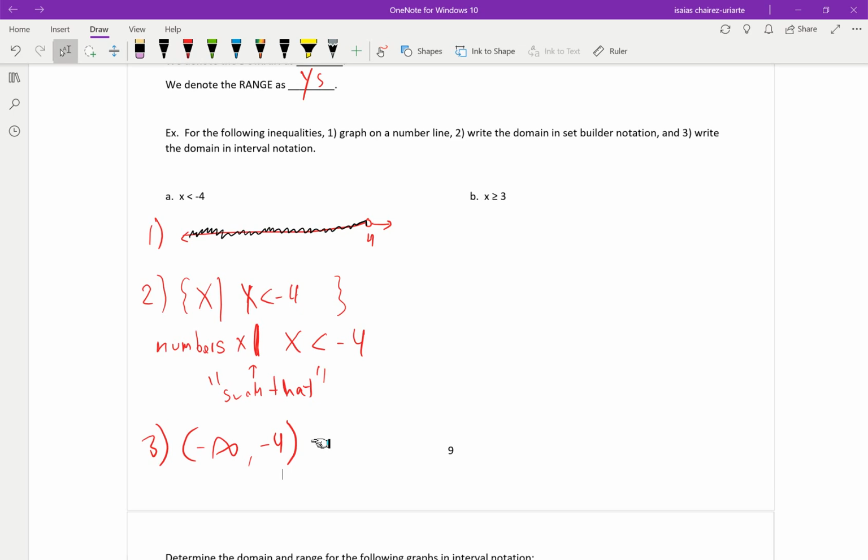Okay, pause the video, take a minute, try to express this other set of numbers. This set of numbers is the numbers that are bigger than or equal to 3 in these three forms: in a graphical form, in set builder notation, and in interval notation.